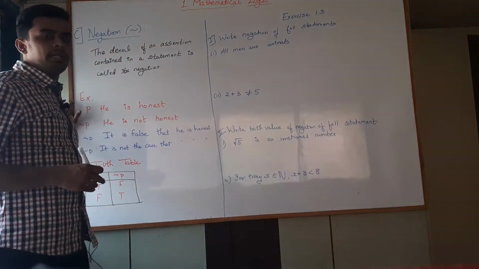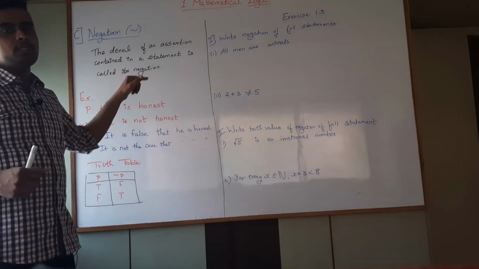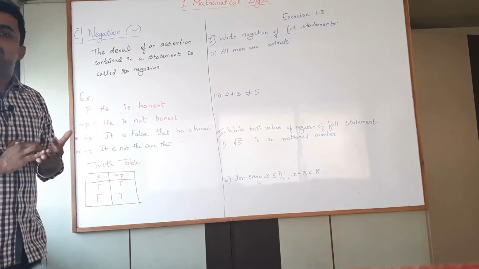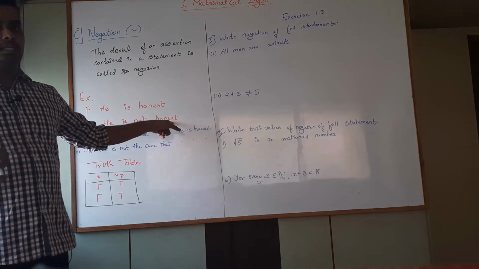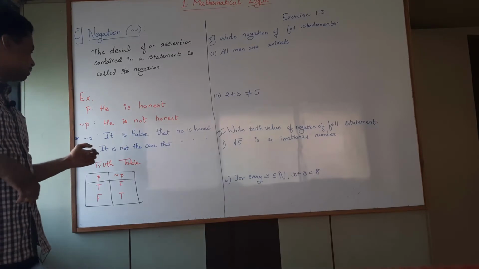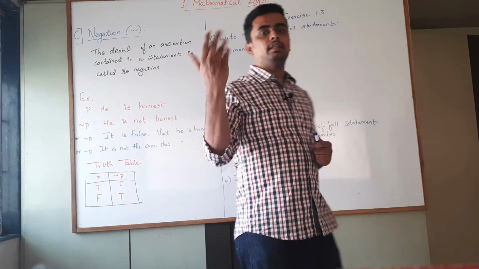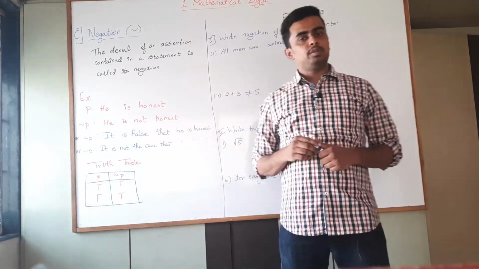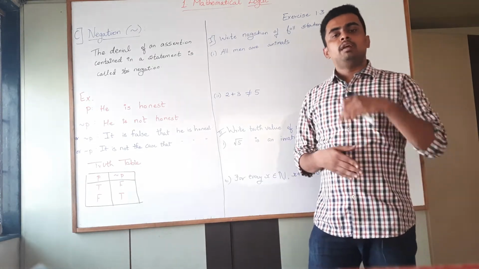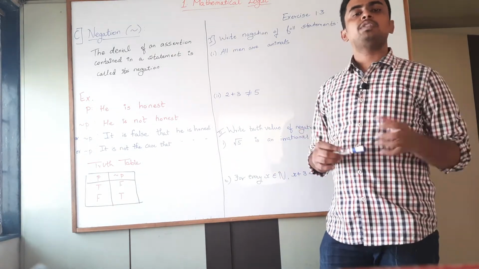The first example that I have written is: he is honest. I am given a statement P, he is honest, then its negation can be written in three ways. He is not honest. We can write it is false that he is honest. And we can also write it is not the case that he is honest. So we have to justify in the negative form. If we are given a positive statement, we have to convert it into a negative statement. And if we are given a negative statement, we have to give the opposite of that statement.